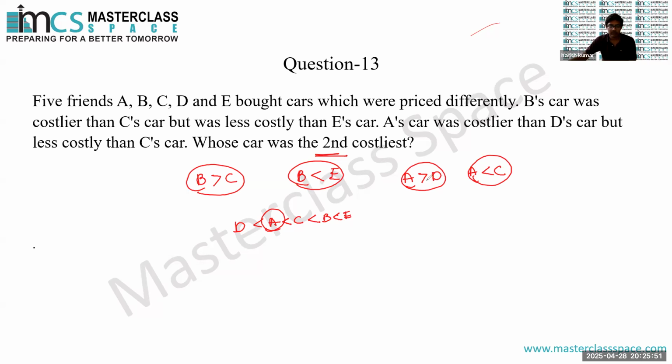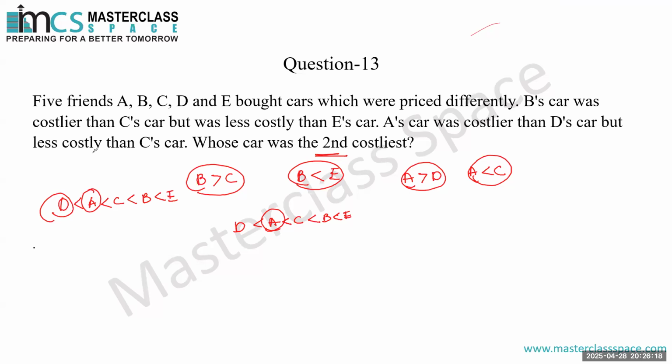So first of all, let's say A is greater than D. So that means D is less than A, right? But A is less than C. So A will be less than C. But C is less than B. So C is less than B. And B is less than E, right? So therefore, whose car is second costliest? Least is D and second is A. Clear? Yes, sir. Okay, great.